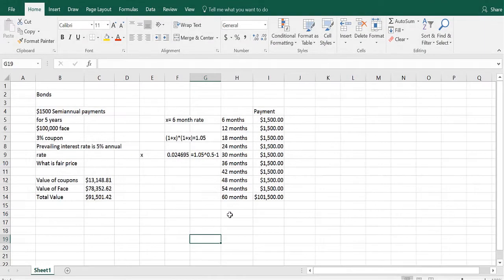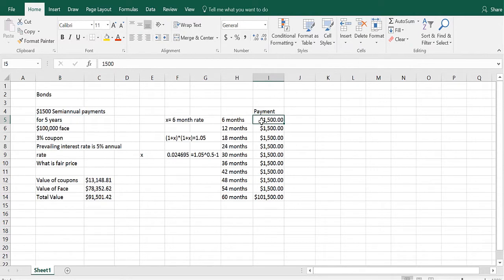In this video, we're going to show you how to use Excel financial functions to price a bond. So let's look at our bond. It's a $100,000 face coupon bond, paid in 5 years, with $1,500 semi-annual, or twice a year, payments. So it looks like this.